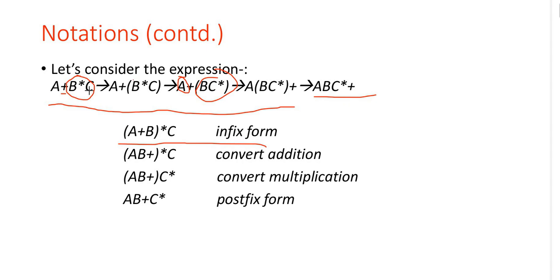There is another way. If we put a bracket over a plus b, it will be evaluated first. Here you can see ab plus, and then ab plus c star. This is our postfix notation. Here you can see both expressions are the same, but using different precedence and associativity, we get different results.